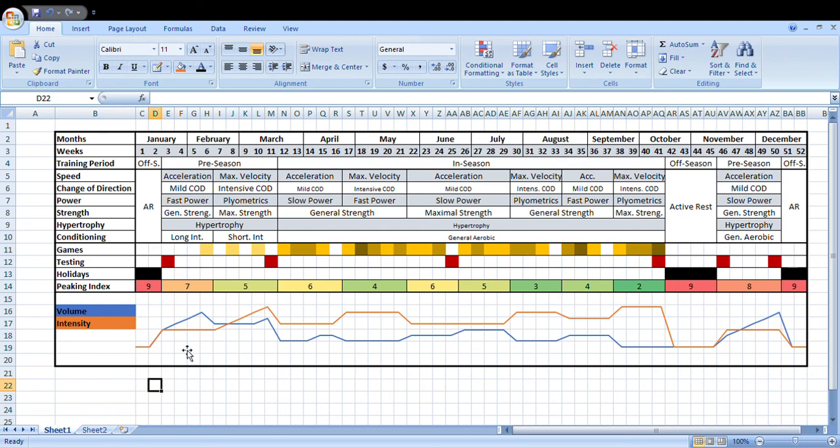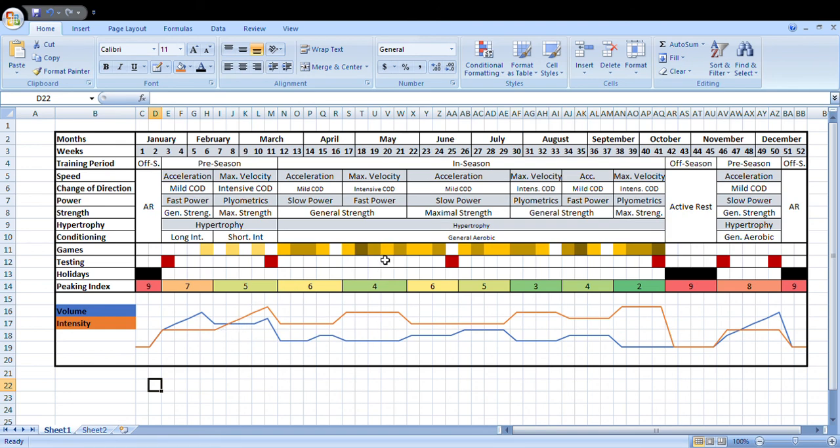As we can see here, the volume starts to accumulate. We've got pretty high volumes here in the preseason, and again it continues to accumulate. And then as soon as we get into the season, the volume drops off quite significantly throughout the entire season, with a little bit of fluctuation, and the lower volumes are where we need to be more peaked. The intensity is basically the opposite. We're going to have less intensity where the volume's higher, so we can build those foundational adaptations, and then the intensity starts to increase the more we need to be at our peak.